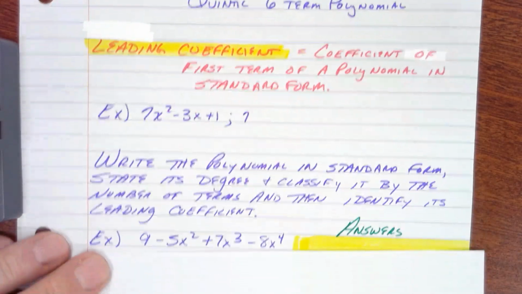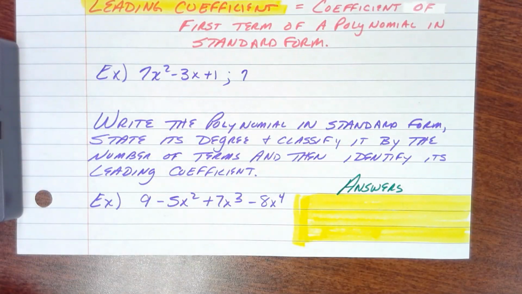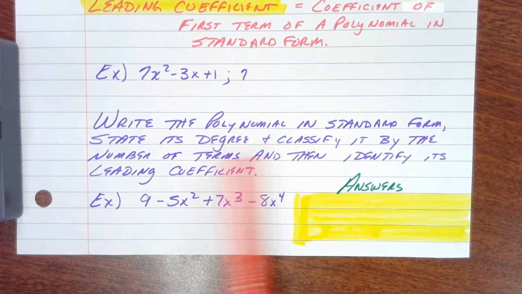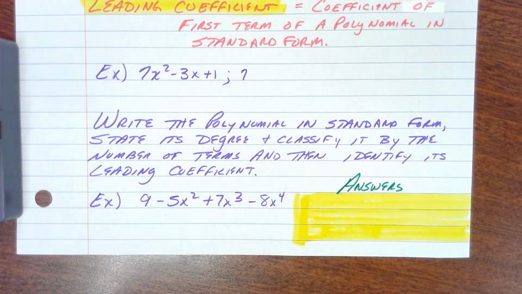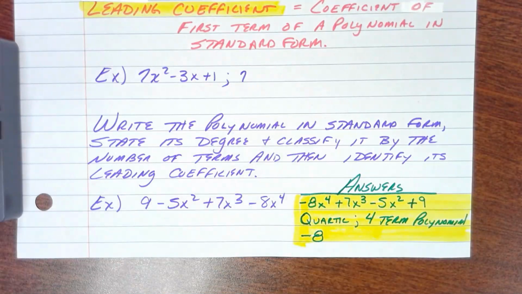The problem of the day is this. It summarizes everything that we've done so far. Write the polynomial in standard form. State its degree. Classify it by the number of terms, and then identify the leading coefficient. Go. Questions here?